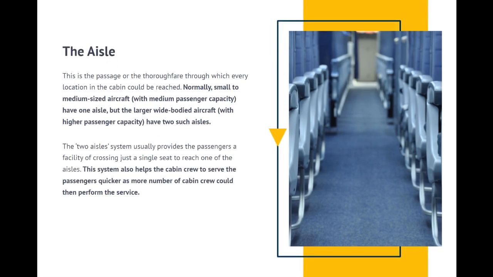The aisle. This is the passage or the thoroughfare through which every location in the cabin could be reached. Normally, small to medium-sized aircraft, with medium passenger capacity, have one aisle, but the larger wide-bodied aircraft, with high passenger capacity, have two such aisles. The two aisles system usually provides the passengers a facility of crossing just a single seat to reach one of the aisles. This system also helps the cabin crew to serve the passengers quicker, as more number of cabin crew could then perform the service.